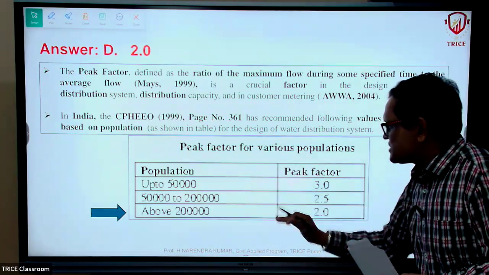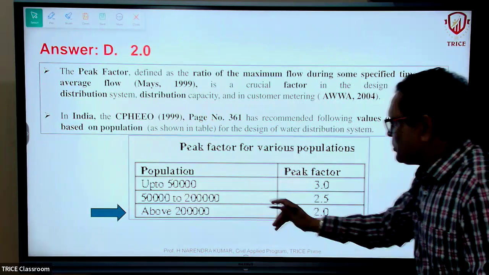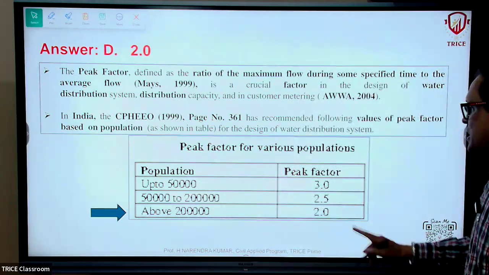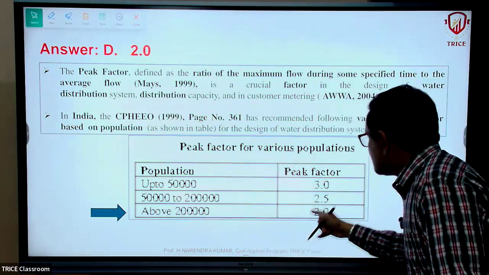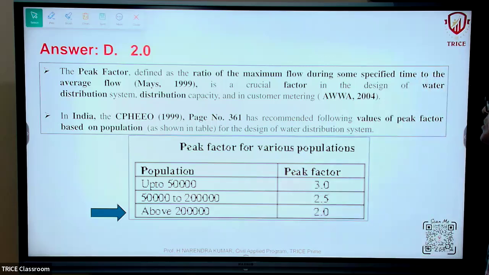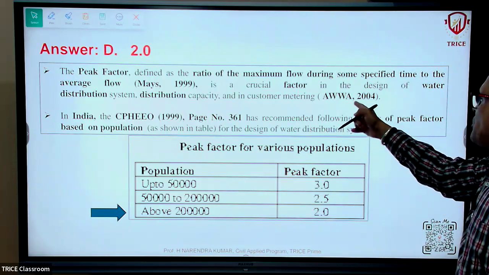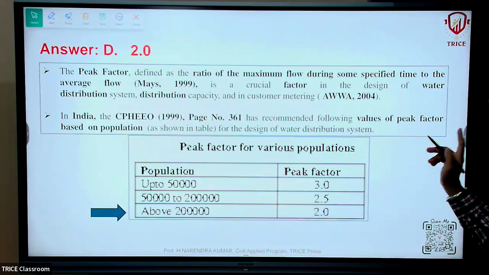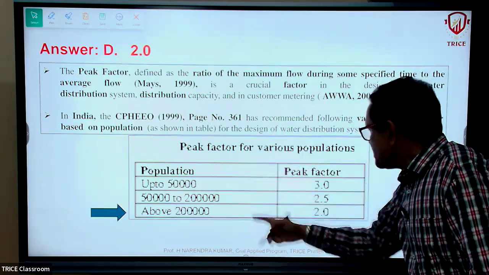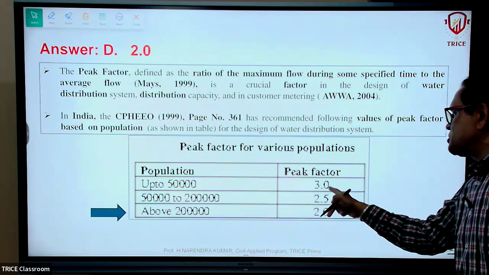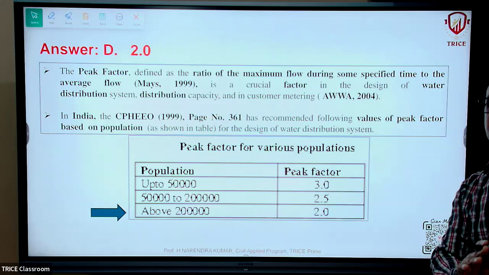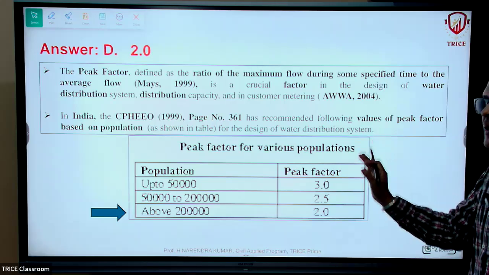Please try to understand this. As the population is less, for 50,000 population, the peak factor is 3.0. As the population increases, the peak factor decreases. This is the assumption made in the peak factor calculation in our CPHEEO manual. And also in the AWWA, American Water Works Association 2004, it says as the population increases, the peak factor decreases. The maximum peak factor should not be greater than 3.0. That is also one of the values given in both the manuals.